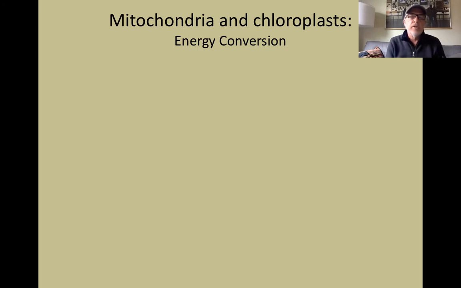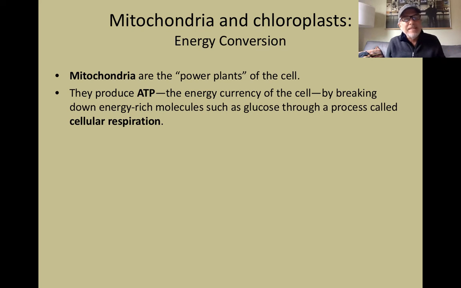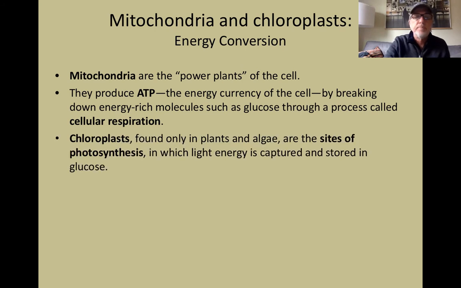The first two organelles we're going to look at are involved with the conversion of energy from one form to another, and they are mitochondria and chloroplasts. Mitochondria, many of you know as the power plants of the cell, but what does that really mean? Well, what it means is that they produce ATP, and ATP is the energy currency of the cell. In other words, it carries a small amount of energy that is useful for causing the chemical transitions that occur within a cell to occur. And mitochondria create ATP by breaking down the energy-rich molecules in the cell, such as glucose or other carbon-based molecules, through the process that you already know called cellular respiration.